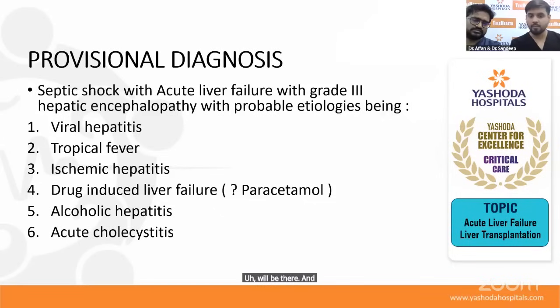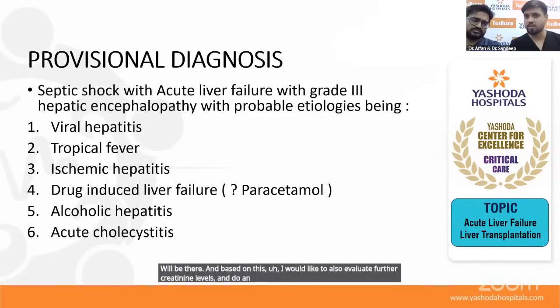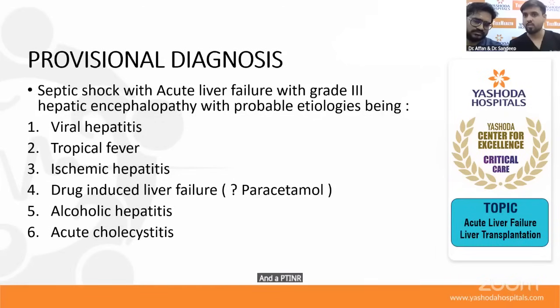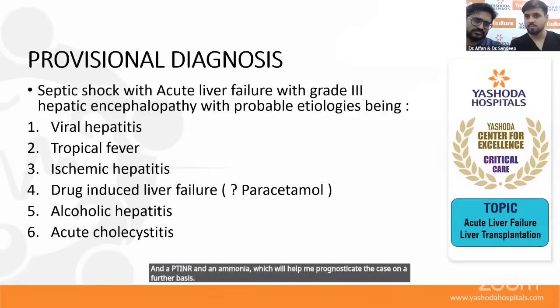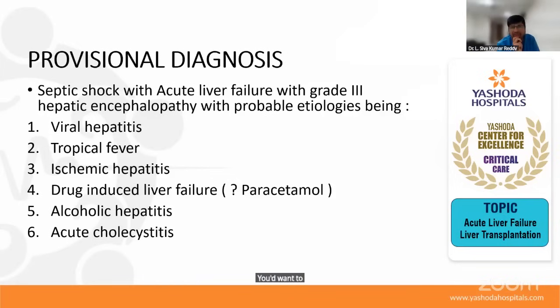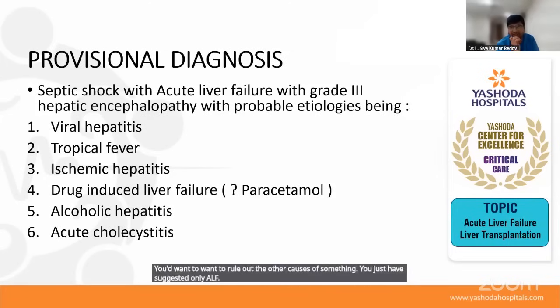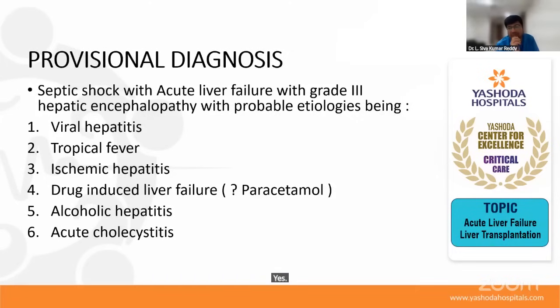And based on this, I would like to also evaluate for the creatinine levels and do an ABG in the patient, and a PTINR and an ammonia, which will help me prognosticate the case on a further basis. You'd want to rule out the other causes, something you just have suggested only ALF, but you want to do some investigations to rule out other things, right?